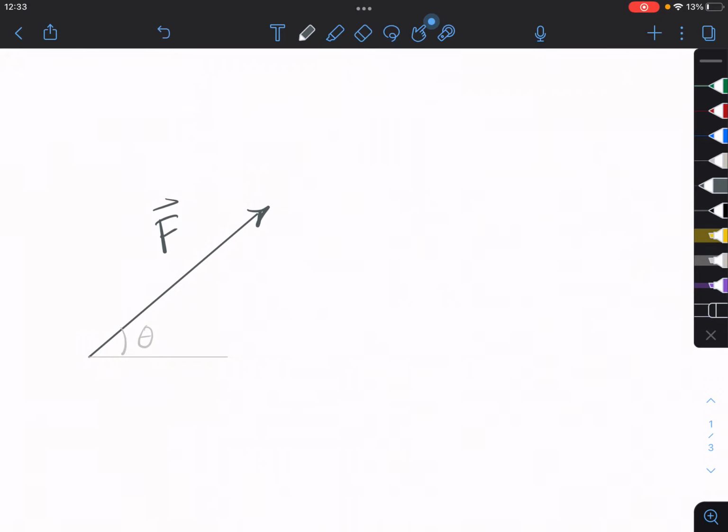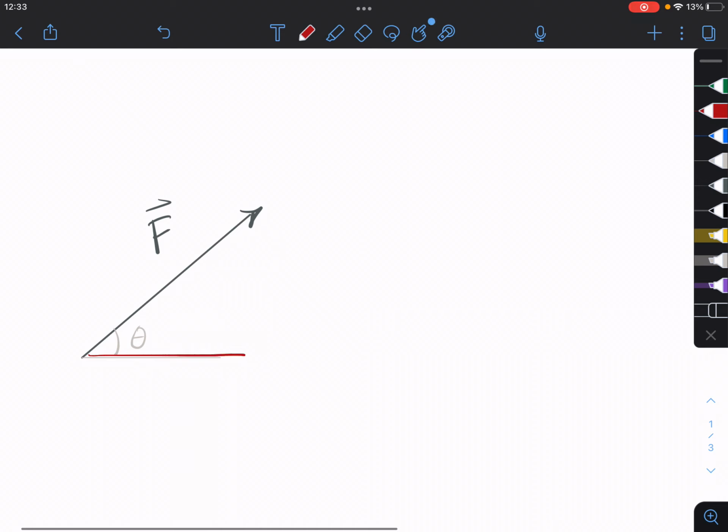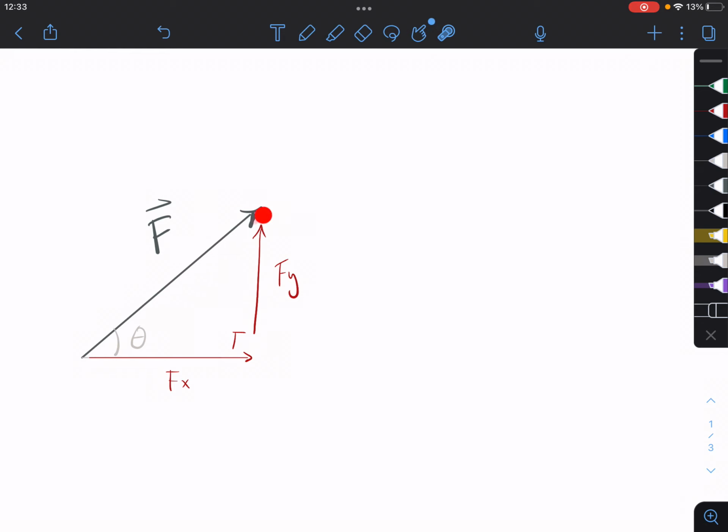Okay, so I want to point out just a couple of trig rules here. If I have a force at some angle, I can break it up into x and y components, and I can use trig, treating this original force like the hypotenuse of a triangle, to find the x and y components. Okay, why do I want to do that? Why does that help me?